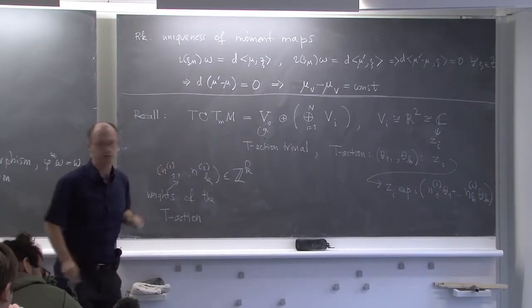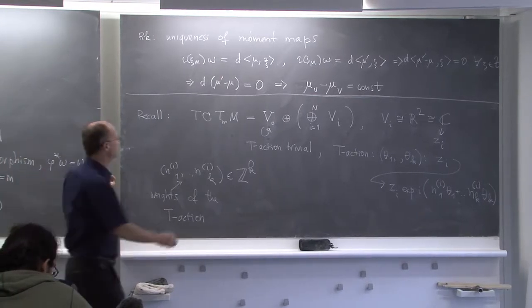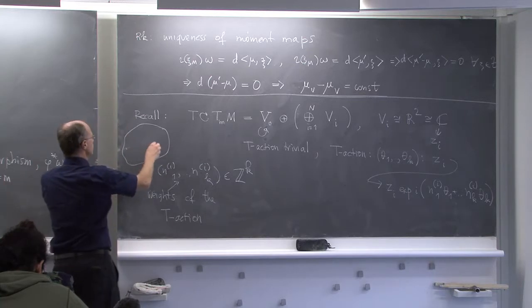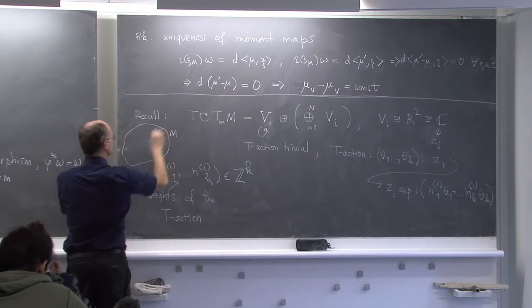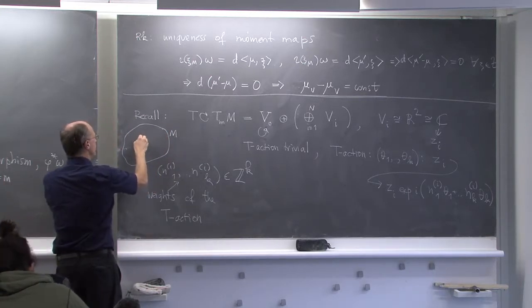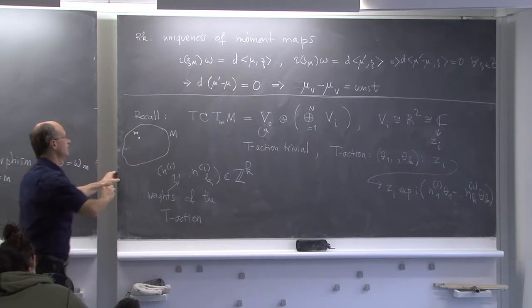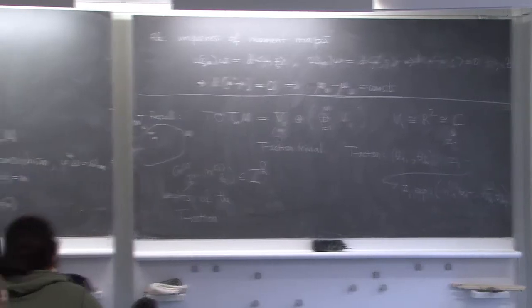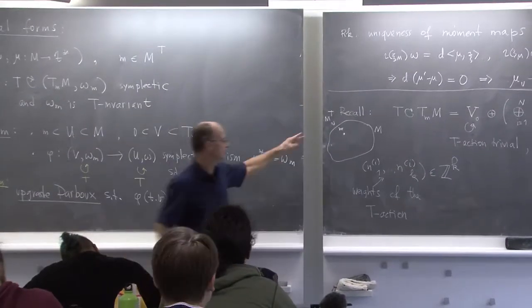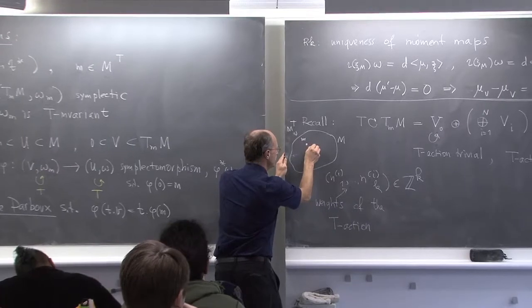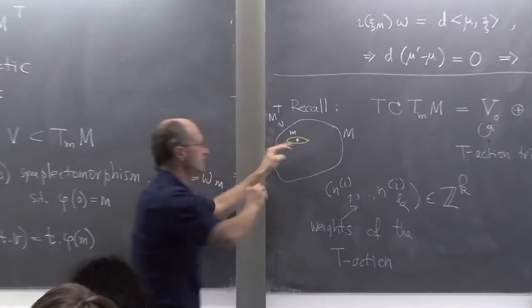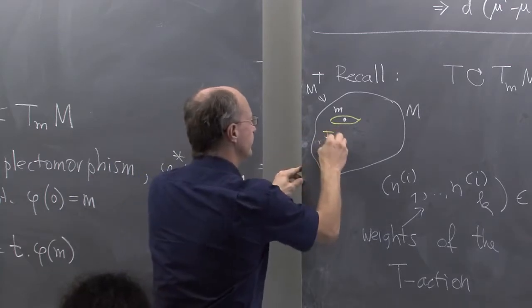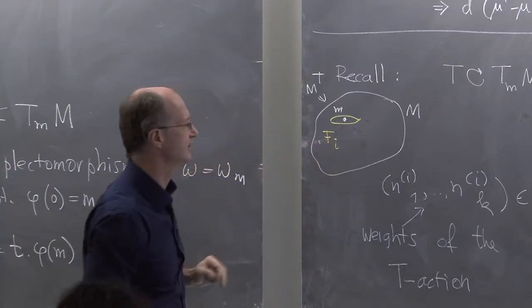Maybe just one more remark. So remember, let me try to fit in a picture somewhere. So here is our Hamiltonian T space. And here is this point M, which belongs to the fixed point set. So recall that in general, the fixed point set consists of connected components. So maybe it is sitting in some connected component Fi of the fixed point set.